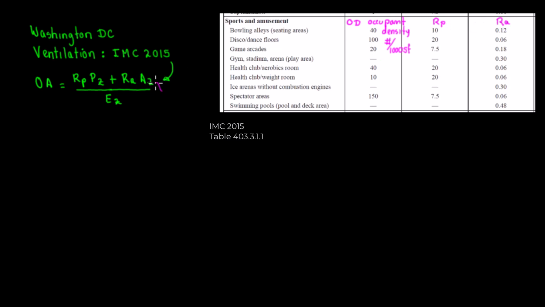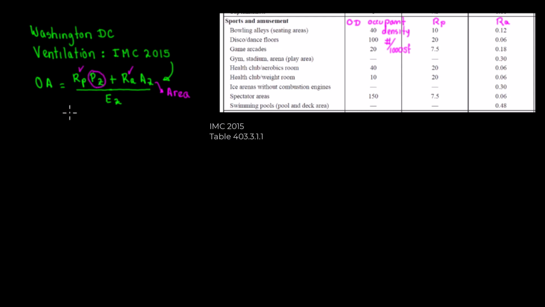And then what is AZ? AZ is pretty much the area, the area provided by the architect. The architect will tell you what the area is. So RP and RA are by table, and AZ is by the architect. So we do not know the number of people.